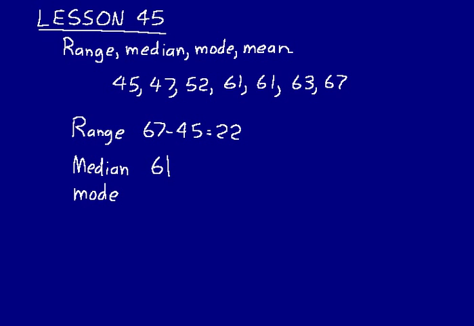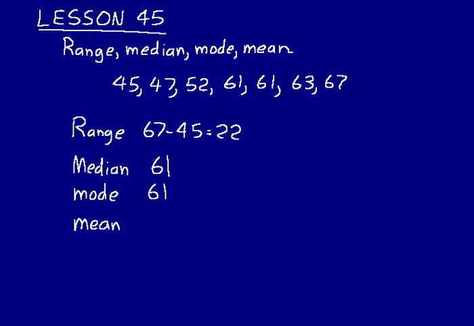Mode, all that is the number that occurs the most number of times in a set of numbers. And again, just like the median was 61, the mode is 61 as well, because 61 occurs twice. Now you can have more than one mode in a set of numbers. If there was like another 45 in here or something, you could have 45 and 61. It would be called bimodal, or 2 modes in that set of numbers.